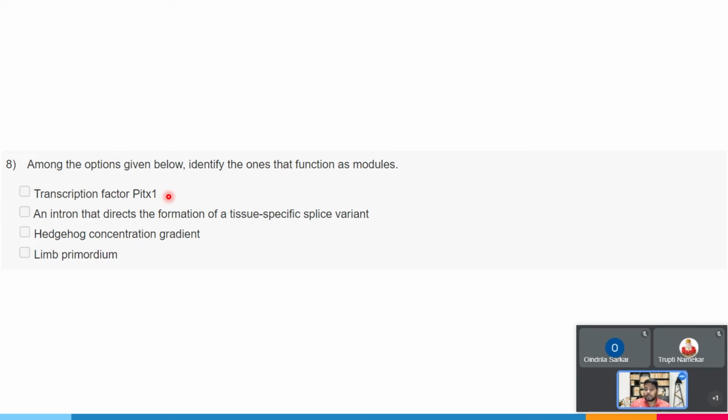The options are the transcription factor PTEX1, an intron that directs formation of tissue specific splice variants, Hedgehog concentration gradient, or limb primordium. This is a more than one option correct type of question, because it's a box type. So will anyone try and answer this?